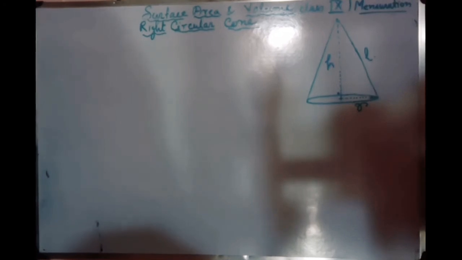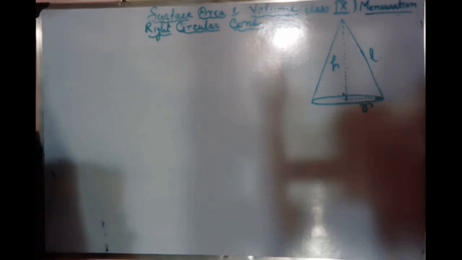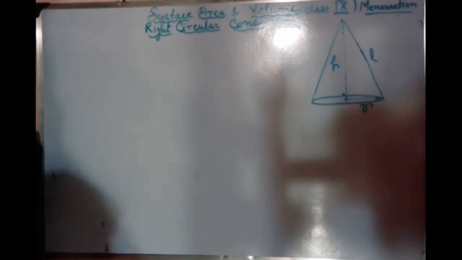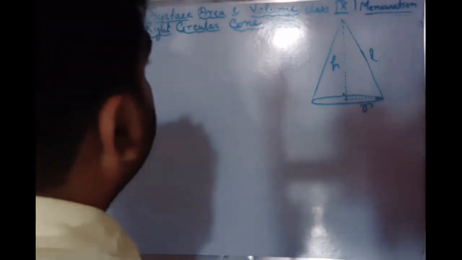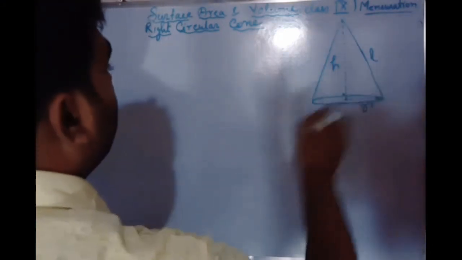As you can see from the picture, we are going to read about the Class 9 Mensuration chapter. The topic is right circular cone, and mensuration means the surface area and volume chapter. Right circular cone. Now as you can see from the picture, this is a figure of a cone.